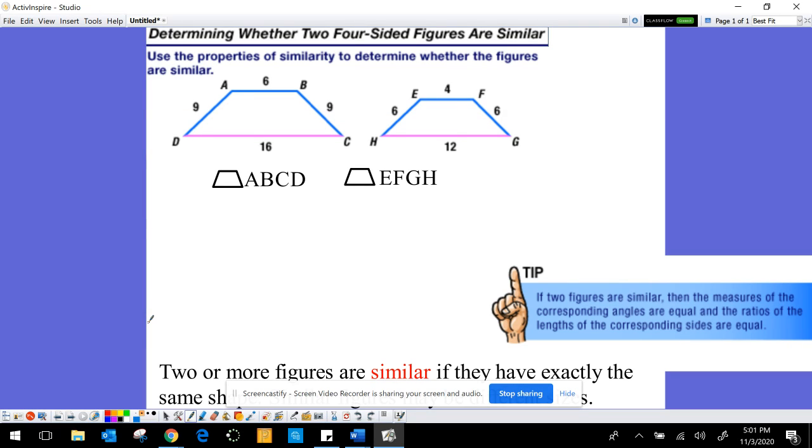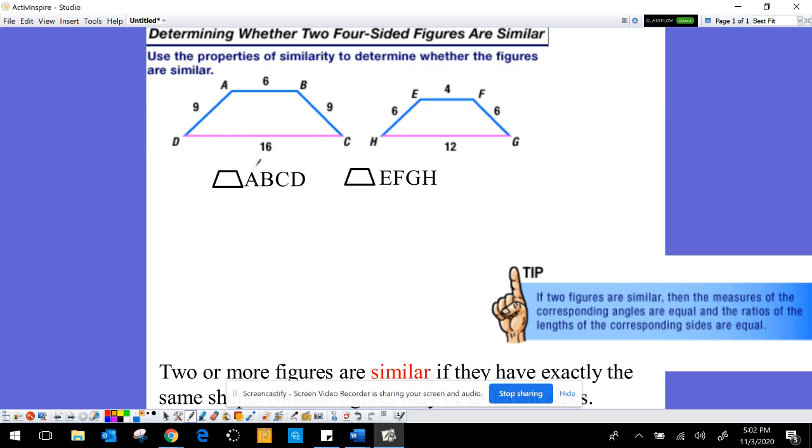Determining whether two four-sided figures are similar. So just like we looked at with the two triangles, we can look at the names of the shapes to determine corresponding sides. Corresponding sides are sides that are in the same relative position to each other.